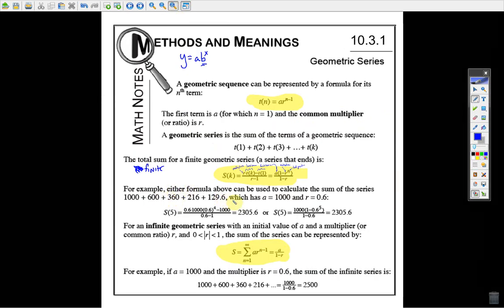For example, either formula can be used to calculate the sum of the series. Here we have 1,000 plus 600 plus 360 plus 216, which has an a of 1,000. So this is your a, which could also be written as your t of 1. And if we wanted to sum the first 5 terms here, 1, 2, 3, 4, 5, the sum up to the 5th term would be your multiplier, which is 0.6, times your first term, which is 1,000.